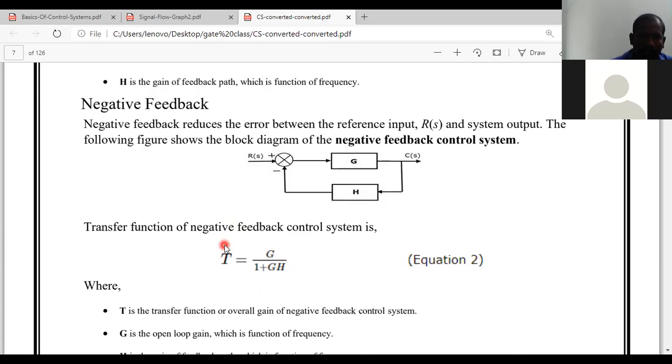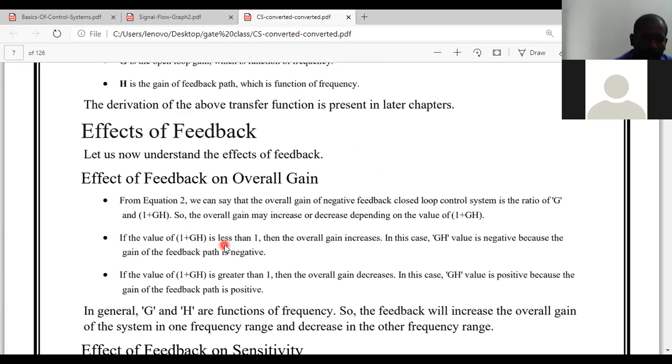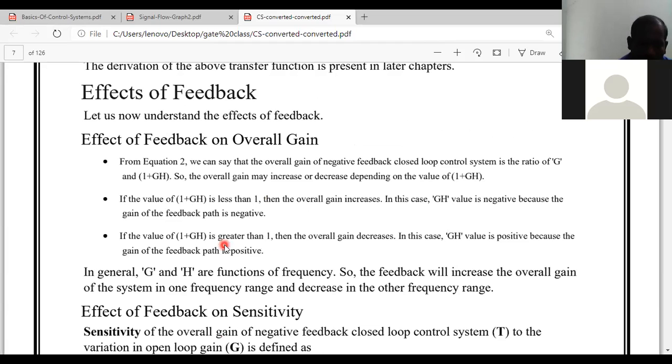The effect of feedback and overall gain. Only 2 points you should remember. When you are using negative feedback, gain will be reduced, and bandwidth will be increased. I'm telling about negative feedback.